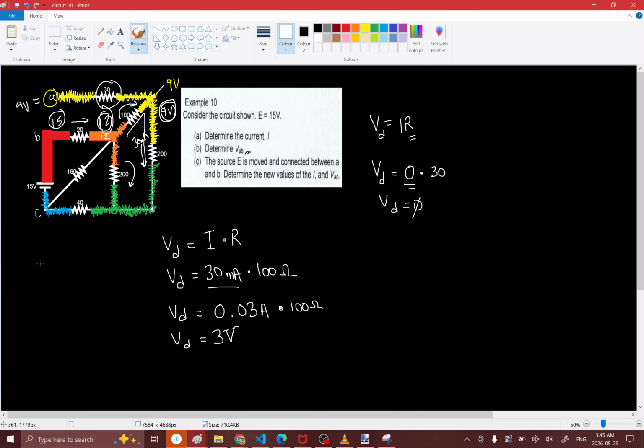So we can finally answer the question. VAB is equal to VA minus VB. VA is 9 volts. VB is equal to 15 volts. That's this red section. So VAB is equal to -6 volts.